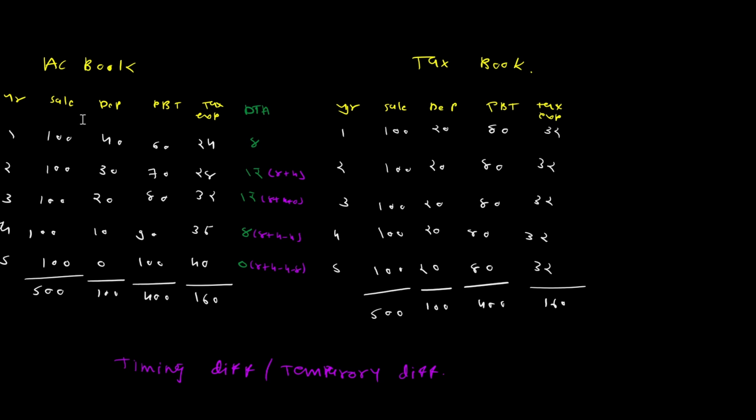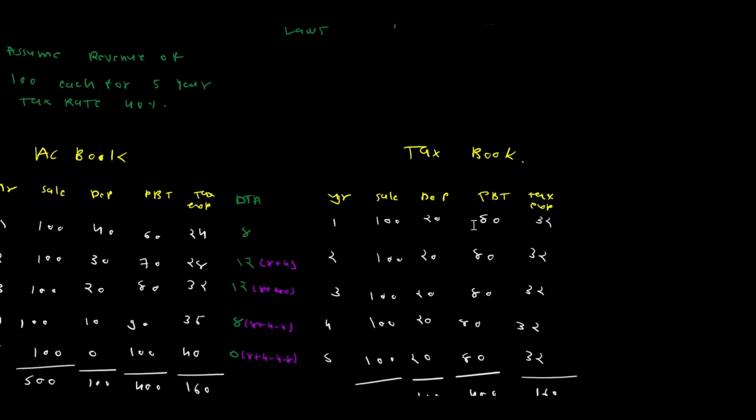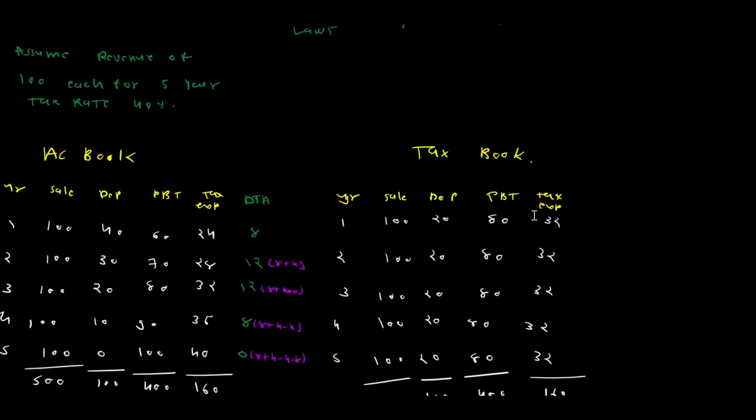So this is the accounting book and this is the tax book. Years 1, 2, 3, 4, 5. In the first year I have sales of 100, depreciation is 40% as per the accounting book, 60 is my PBT, and the tax expense is 24 as per the accounting book. In the tax book, in the first year I have 100 of sales, 20 is the flat depreciation, PBT will be 80, and as per 40%, my tax expense is 32. As per the taxation book, 32 is my tax payable.